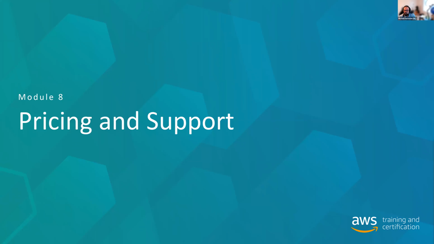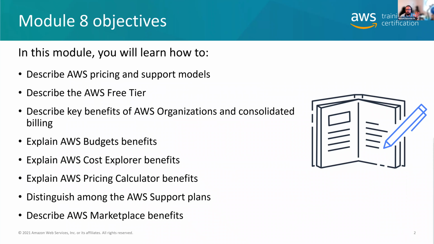All right, so we're going to switch gears here. We're going to talk about pricing and support inside of AWS. This is going to talk about the different support models, right? Different tools that you can use for budgeting and forecasting and whatnot. A little bit about the AWS free tier and some advantages of consolidated billing.